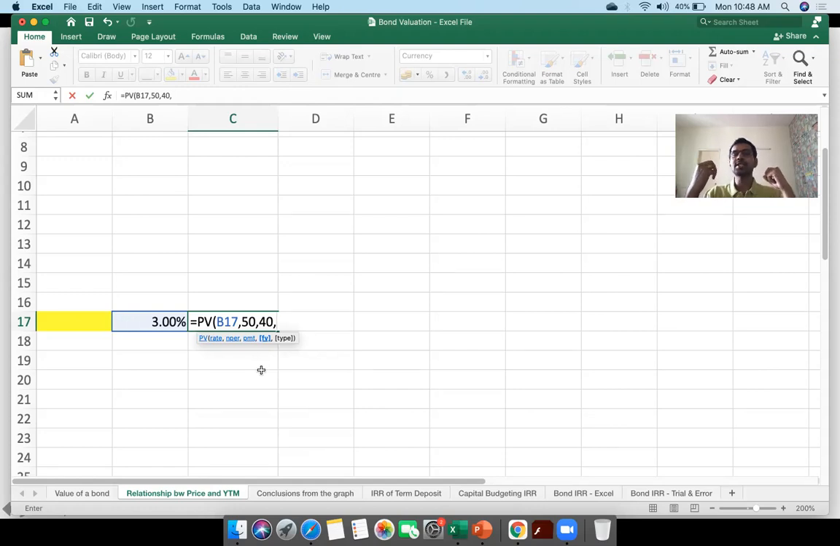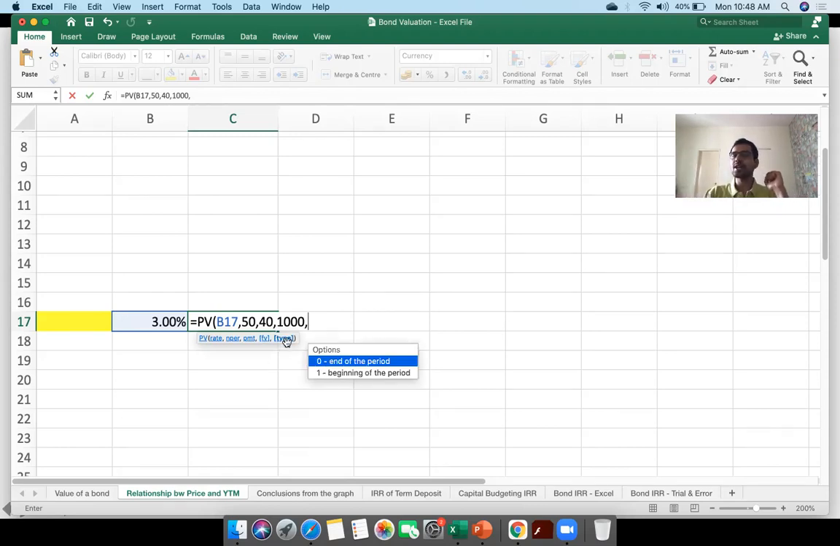The next input is FV. In one of the earlier videos, I mentioned FV as face value. I'm taking this opportunity to correct myself: FV is actually the future value and not the face value. In our case the future value was the face value, but technically what you have to write over here is the redemption value. So I'm entering 1,000, which is the redemption value.